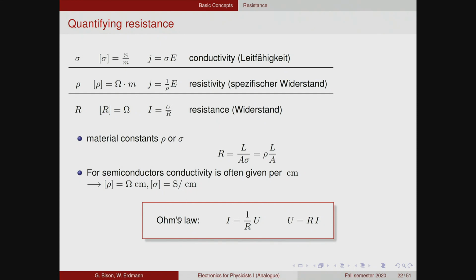Okay, and of course, it should not be new to you that Ohm's law can be written like this, that the current is proportional to the voltage in both forms. If you want to extract the current, you have to take 1 over the resistance. If you want to extract the voltage, the voltage is equal to resistance times current.